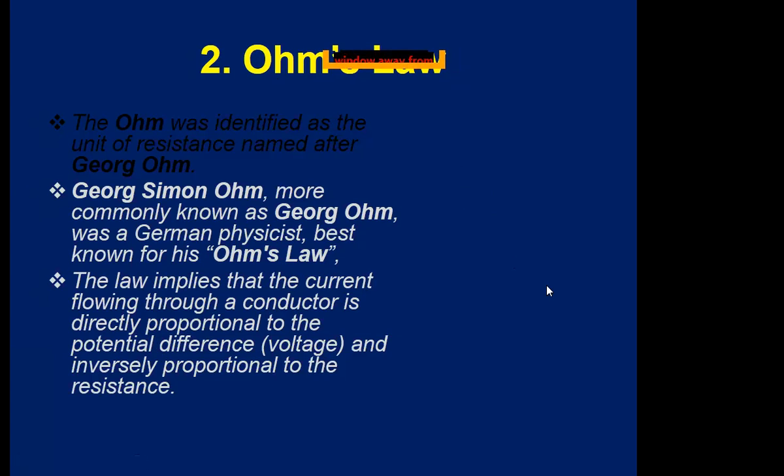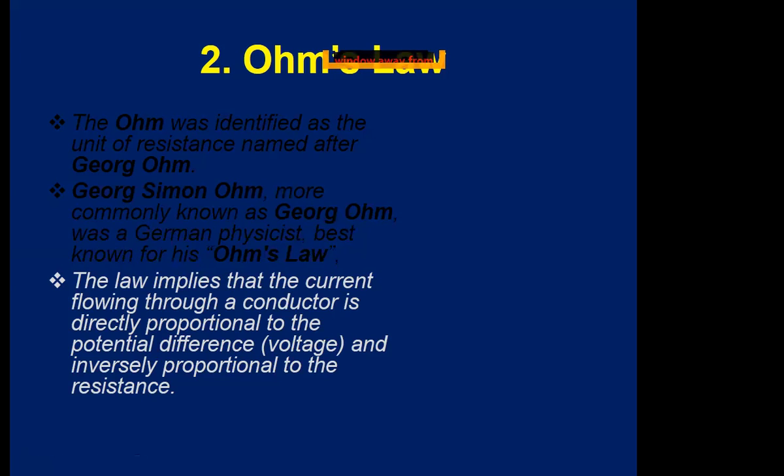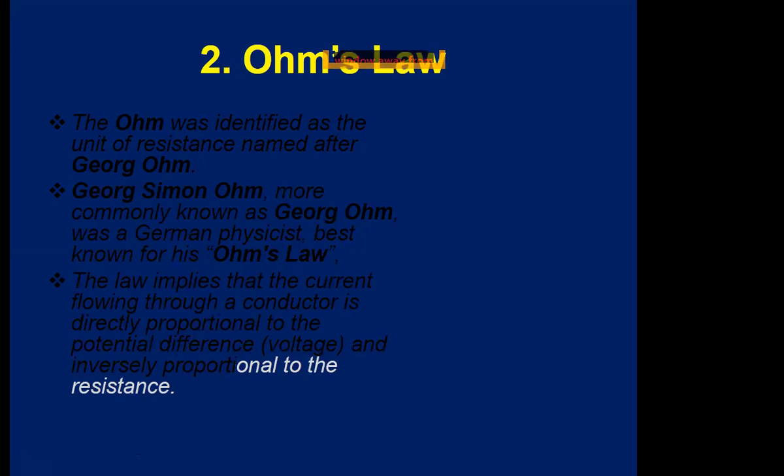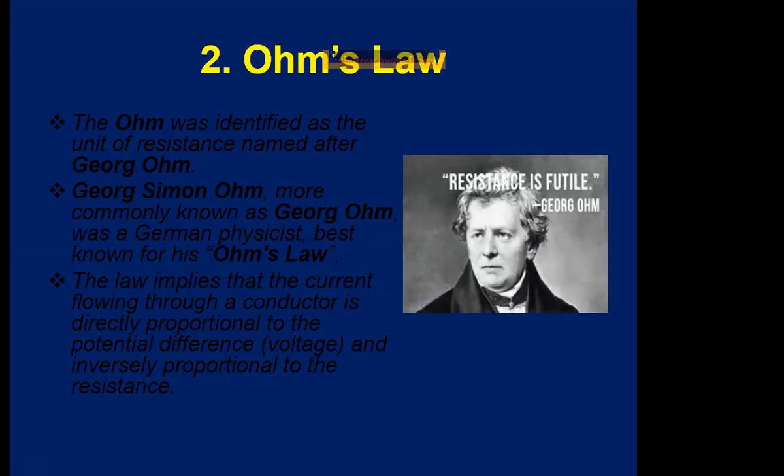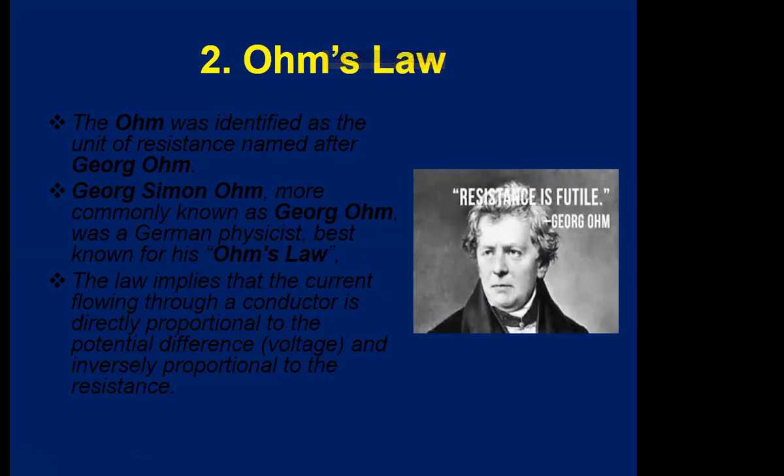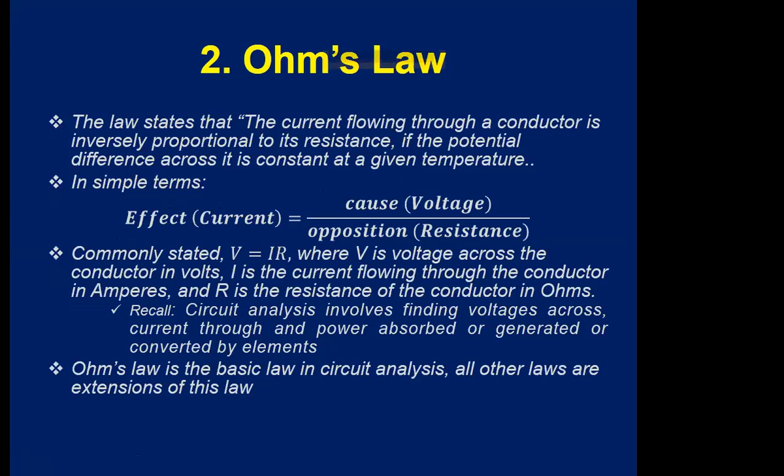Right, so that is Ohm's law stated in general. It shows the direct relationship between current and voltage and the inverse relationship between current and resistance. So that is the picture of George Ohm, which I found at a later stage. So the law states that the current flowing through a conductor is inversely proportional to its resistance, that is, if the potential difference across it is constant.